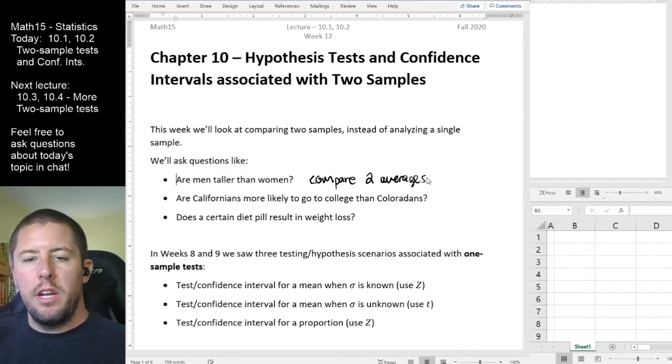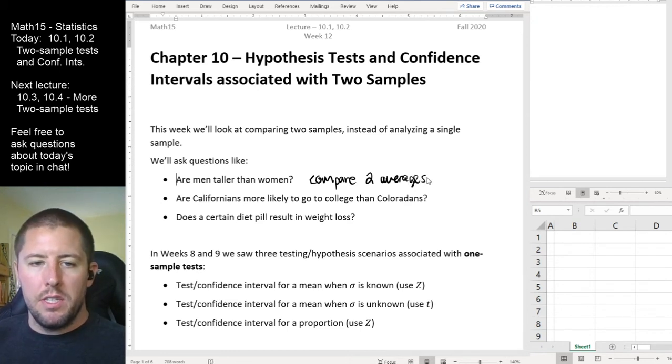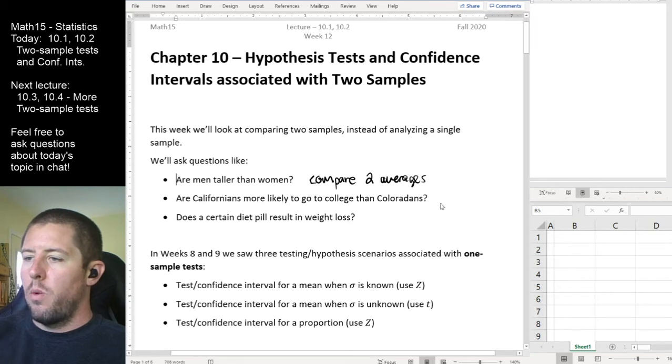And the second question here, are Californians more likely to go to college than Coloradans? You either go to college or you don't. That's a binomially distributed variable. It seems like we're discussing proportions of Coloradans and Californians that go to college. So in this case, it seems like the appropriate way to analyze this question would be to take a sample of Californians, a sample of Coloradans, and determine the proportion of respondents that say, yes, I go to college or not. So it looks like here we are comparing two proportions.